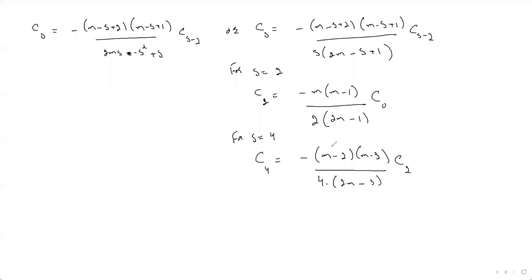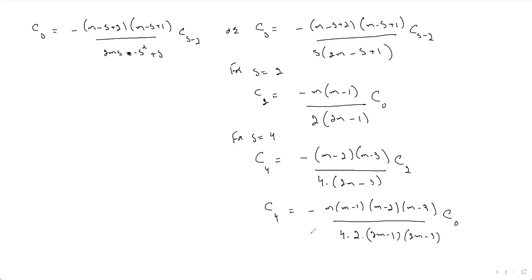Now c2 you can substitute here, so you will say that c4 will now be equal to minus, when you substitute c2 in terms of c0, it will be m into m minus 1 into m minus 2 into m minus 3 divided by 4 into 2 into 2m minus 1 into 2m minus 3, and c0, because all other coefficients I need to find in terms of c0. Similarly, you can find c6 and so forth. I am not going to, you can just generalize also from this.